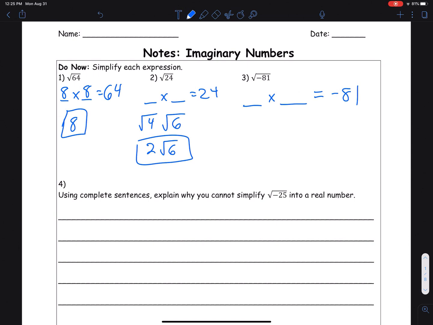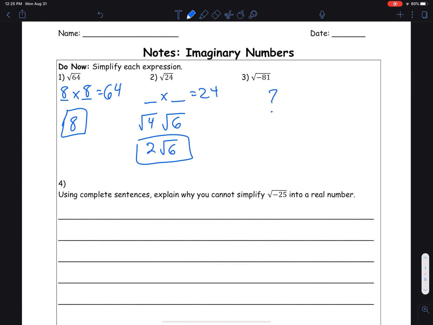So you might say, oh, what about 9 times negative 9? That is equal to negative 81. But these aren't the same numbers, so you can't use that. It has to be the same exact number. So in this case, what we've been doing up until now is we cannot square root a negative number. So I'm going to leave this as a question mark, and we're going to get to that in a couple minutes.